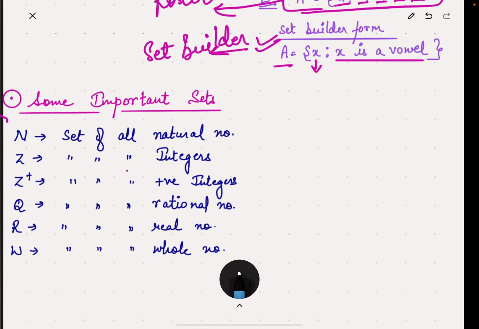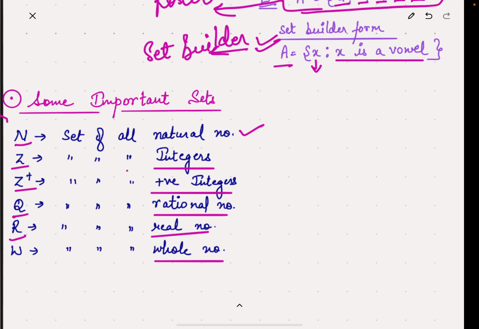Now in general, universally, we have some common sets: the set of all natural numbers is represented using capital N, the set of all integers using Z, positive integers using Z plus, rational numbers using Q, real numbers using R, and whole numbers using W. In any question, if these alphabets come, then we know which type of set or which elements the question is asking about.